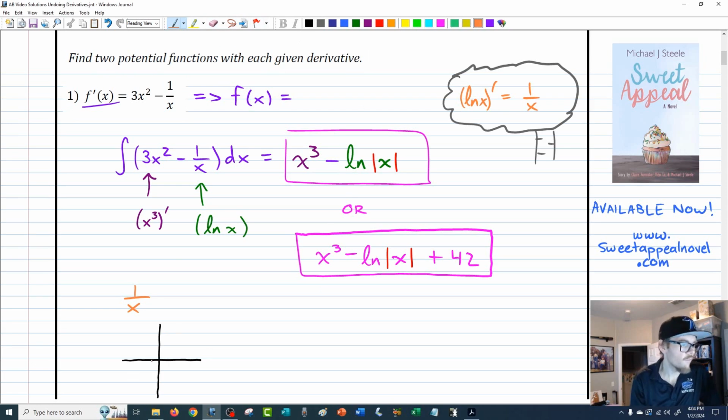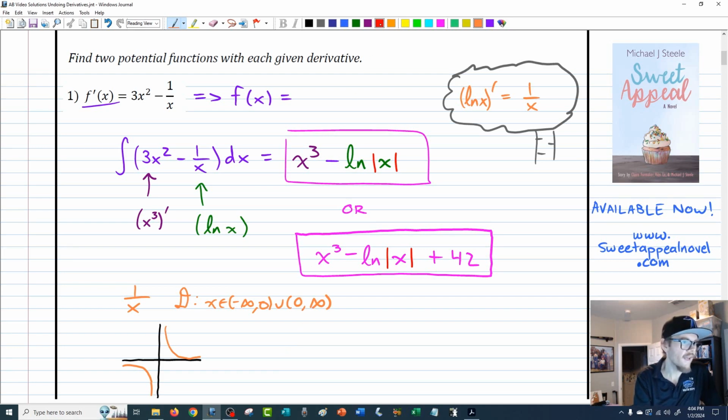Okay, so in any event, 1 over x. 1 over x looks like this. The reason I bring this up is that 1 over x has domain, and that's not official, we'll go with it. It has domain, x is an element of negative infinity to 0, union 0 to infinity. So keep that in mind.